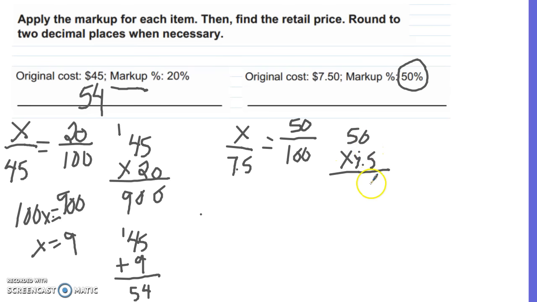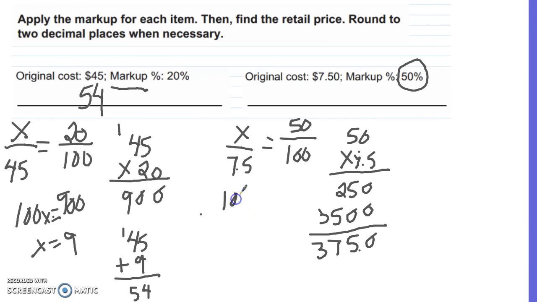All right, so 5 times 0 is 0. 5 times 5 is 25. 7 times 0 is 0. 7 times 5 is 35. Add it up. We get 375.